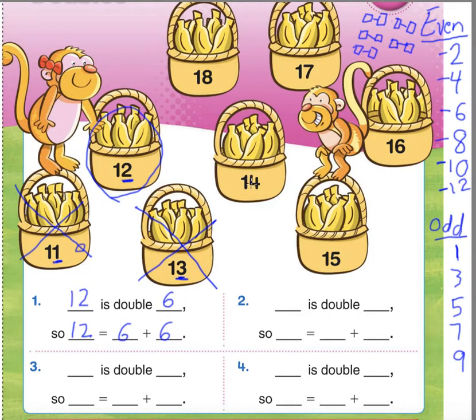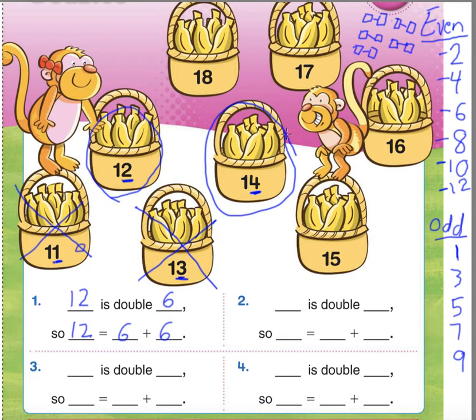What about this one? 14. Let's check it out. We're going to use our trick. Look at the last number only, to see if it's even or odd, to see if it's a doubles fact. Let's see. Let's go through these numbers. 2? Is 2 in 14? No. About 4. Is 4 in the number 14? Sure is. So it's an even number, and it's going to be a doubles fact.